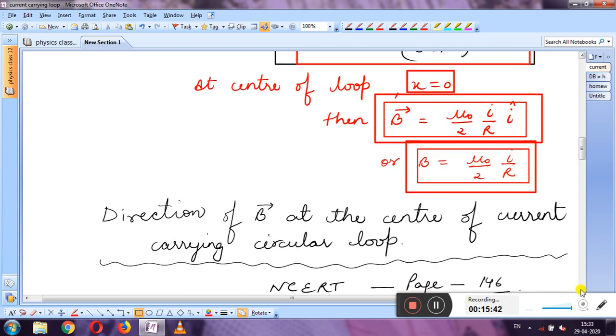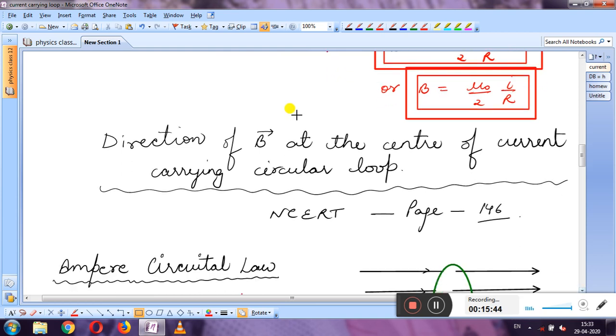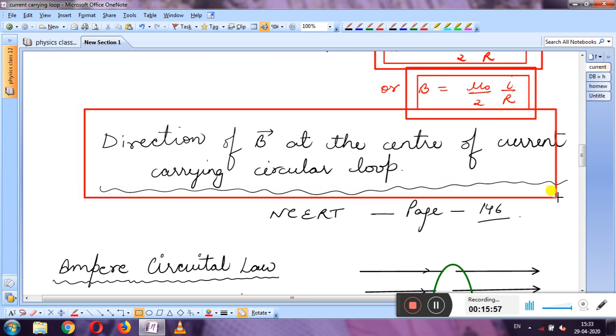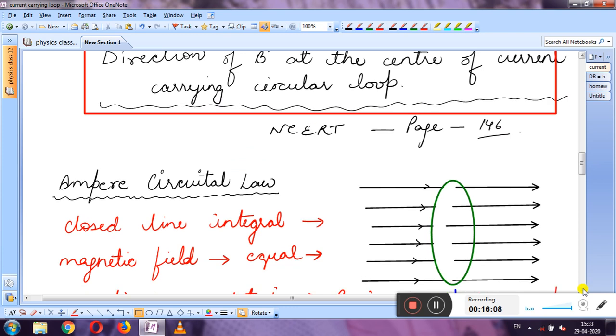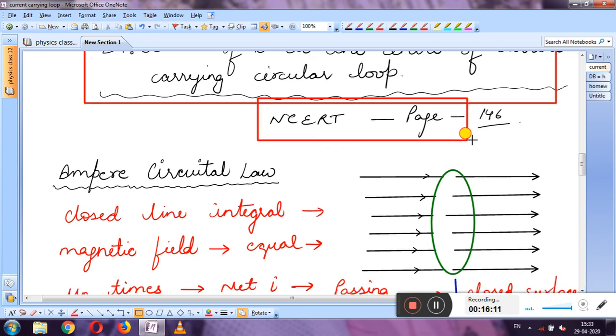This was all about the magnitude of the magnetic field at the center of the loop or at a point which is at some distance away from the origin. Now let us talk about the direction. What will be the direction of the magnetic field at the center of a current carrying loop? At point P, far away from the center, we studied it, but let us see the direction of the magnetic field at the center of the loop. For this we will refer to our NCERT page number 146.